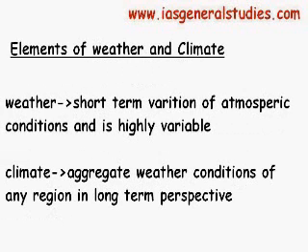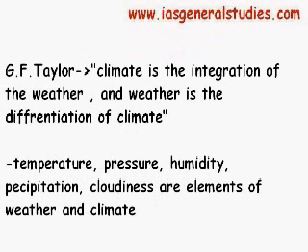And now the elements of weather and climate. Weather, in short, is a short-term variation of the atmospheric condition and is highly variable. Climate is the aggregate weather conditions of any region in the long term. G.F. Taylor defined climate as the integration of the weather, and weather as the differentiation of the climate. So temperature, pressure, humidity, precipitation, and cloudiness are the elements of weather and climate.